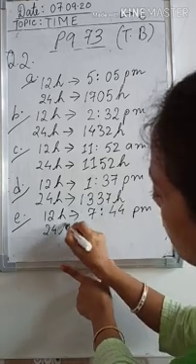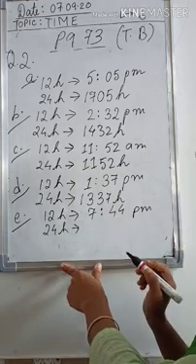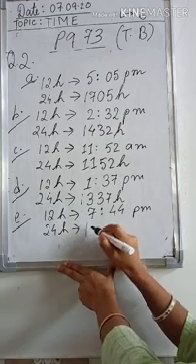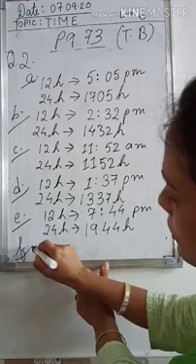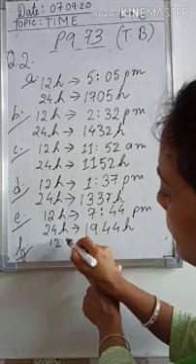And in 24 hours, 7 will become how much? 19. 19:44 hours. And last, the answer of number F is a night time. So in 12 hours, it will be PM again.